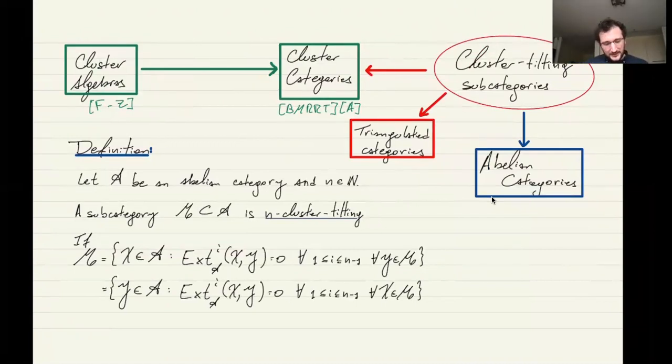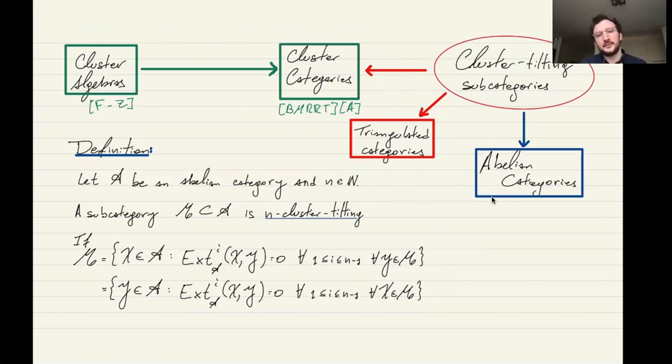Given an abelian category, an n-cluster tilting subcategory is a subcategory which, given any two objects, has no extensions, i-th extensions with i between 1 and n-1, and this subcategory should be maximal with respect to this property. And what Iyama realized is that within these n-cluster tilting subcategories, one can do homological algebra.